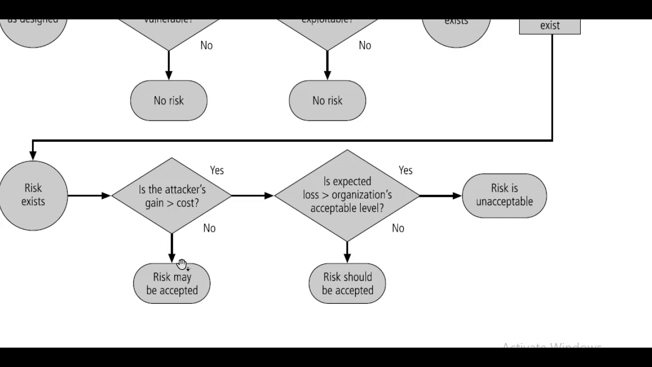Now, if yes, is the expected loss greater than the organization's acceptable level? Each organization has a level or has a threshold that we use. If we are less than this threshold, which means that the risk can be accepted and we apply no controls. If not, if the loss is really high, which means that the risk is really unacceptable.